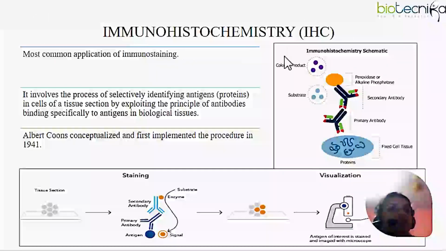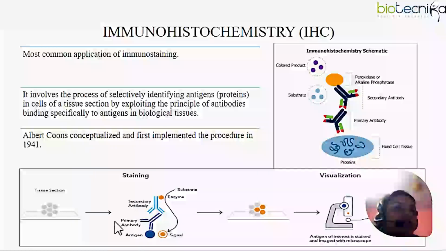Now, this is also a most commonly used application in immunostaining. Here, again the same principle applies. Instead of using one particular cell or one particular antigen, you have selected an entire tissue. You fix the tissue, you prepare a very thin section of the tissue, and then you go for staining. The antigen or the protein which you want to target, depending upon whether it's on the cell surface or within the cell, you can permeabilize it, but that particular protein becomes your antigen.